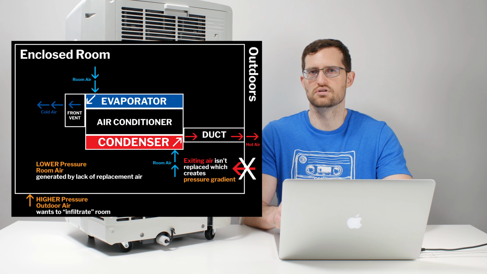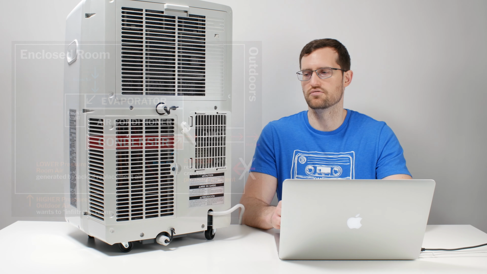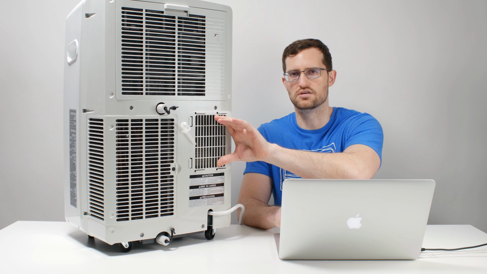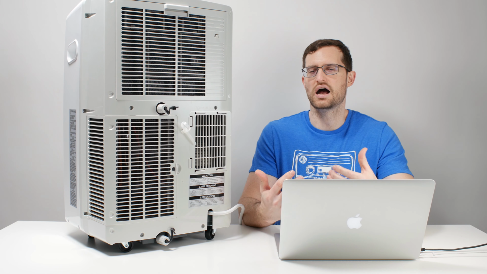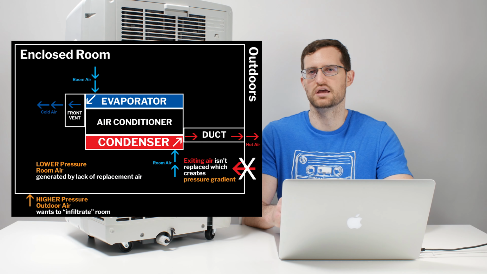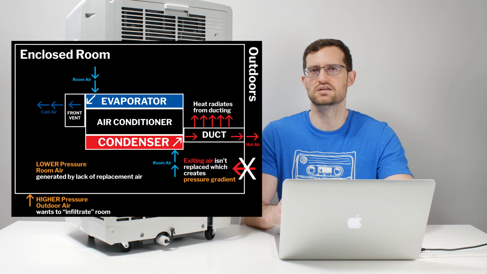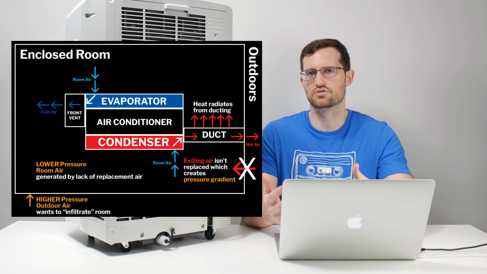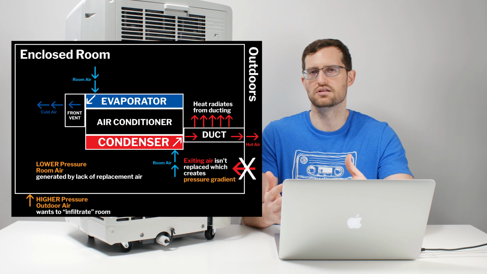Now, the second major inefficiency here involves the duct itself. The duct installs onto the back of the unit here, and that duct carries hot air. The duct is made of a thin plastic material that heats up, and so the duct itself radiates heat back into the room that the portable air conditioner is actively trying to cool. So between the infiltration air and the heat added by ducting, we have two sources of heat that the portable air conditioner itself generates while it is actively working to cool.